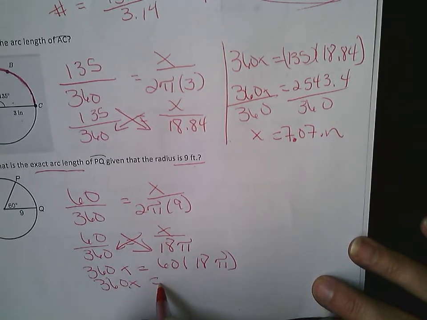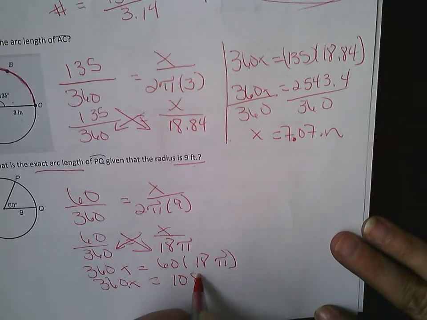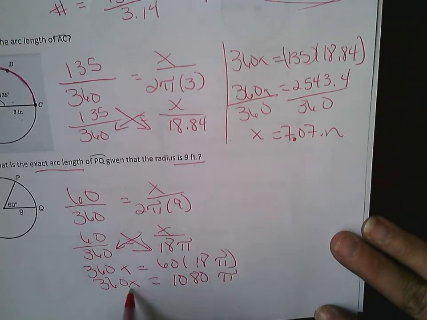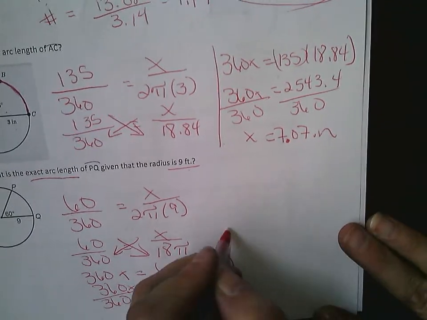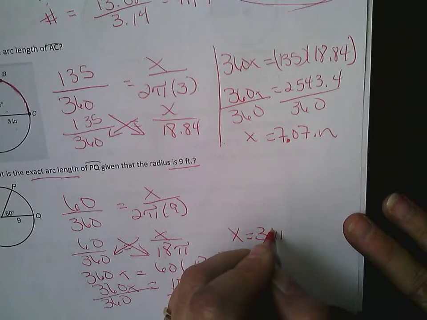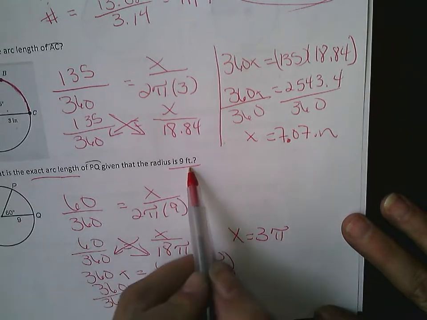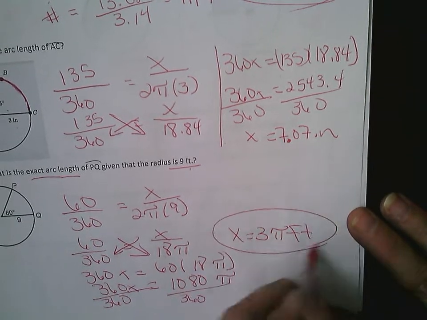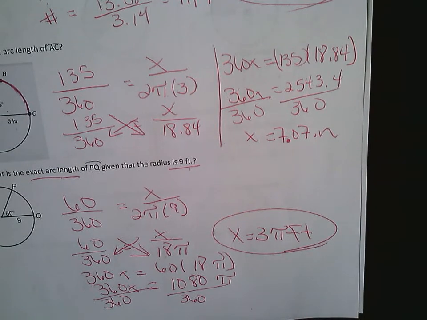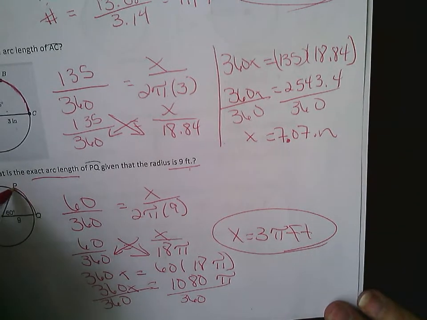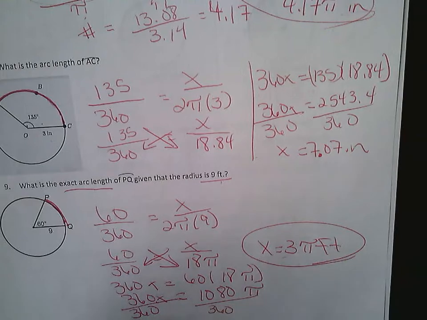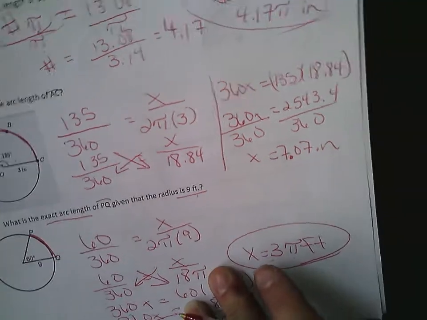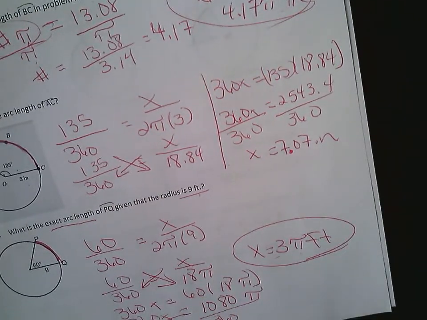360x equals 1080 pi. Divide both sides by 360. X equals 3 pi. And our units are feet. If we wanted our arc length, PQ, right here, is 60 degrees or 3 pi feet. Okay, so that is doing arc length.